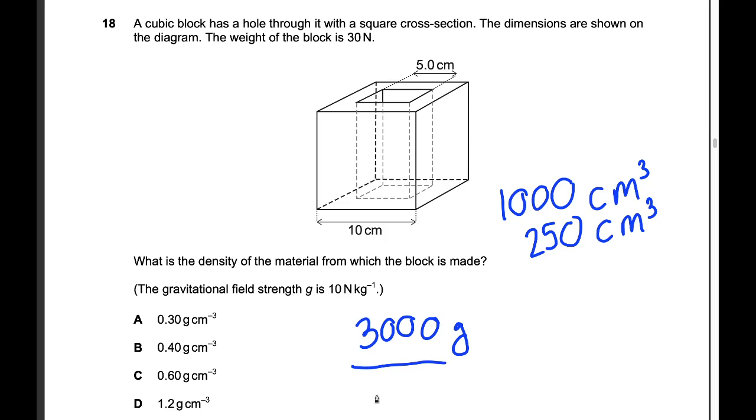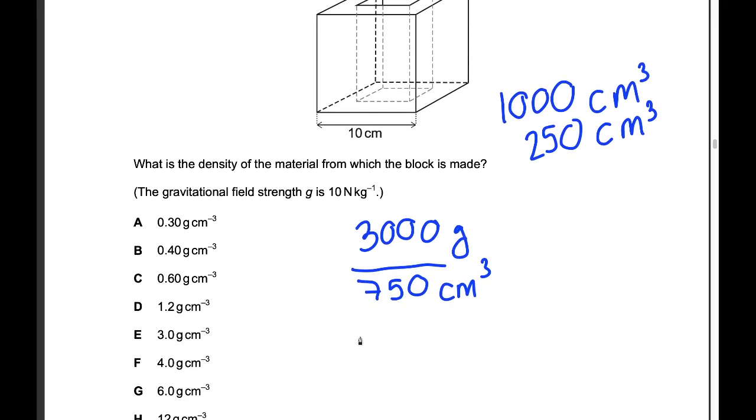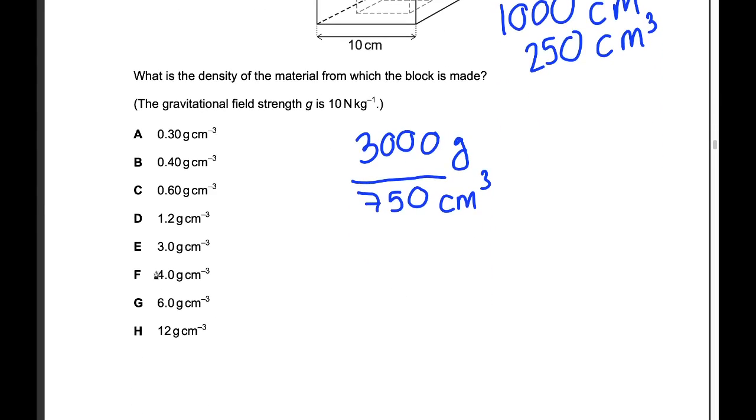If I do mass over volume, 3,000 divided by 750, then this is going to divide quite nicely. 4 times 750 is 3,000, so I know the answer is 4 grams per centimeter cubed. So the answer is F.